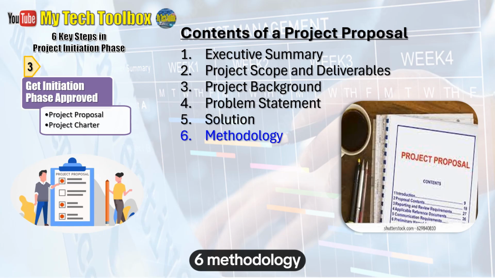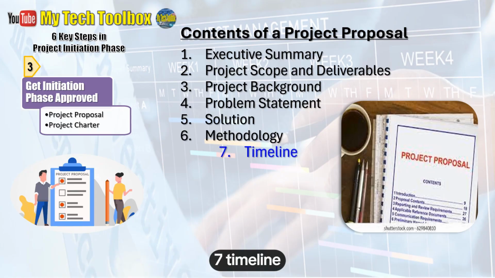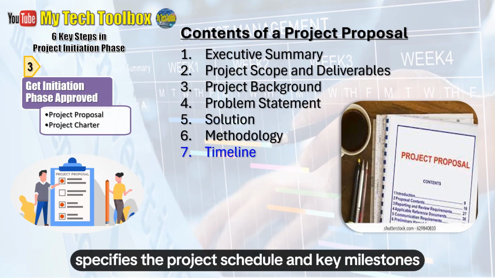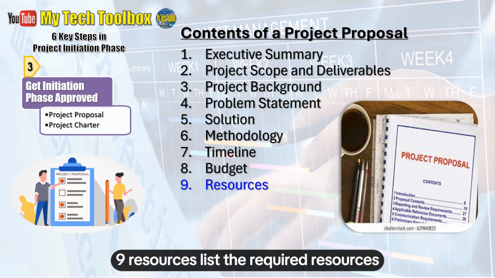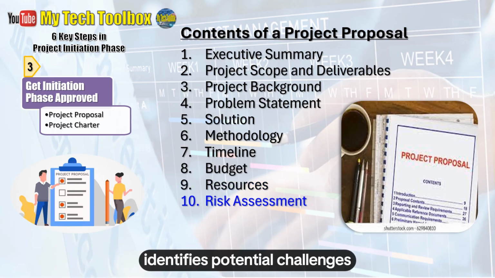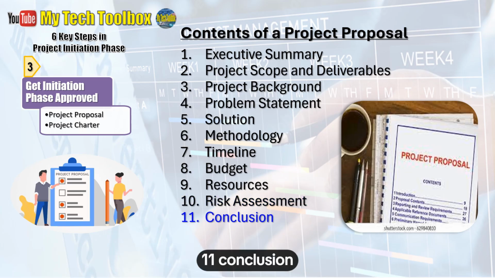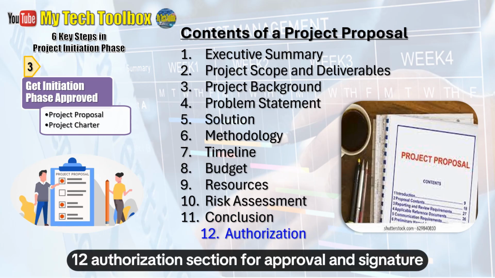6. Methodology, describes the approach and steps involved in executing the project. 7. Timeline, specifies the project schedule and key milestones. 8. Budget, details the costs associated with the project. 9. Resources, lists the required resources, including personnel, materials, and equipment. 10. Risk assessment, identifies potential challenges and risks associated with the project. 11. Conclusion, summarizes the key points and reiterates the project's value. 12. Authorization, section for approval and signature.